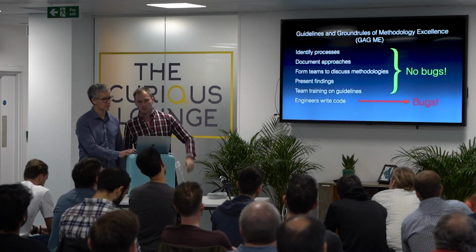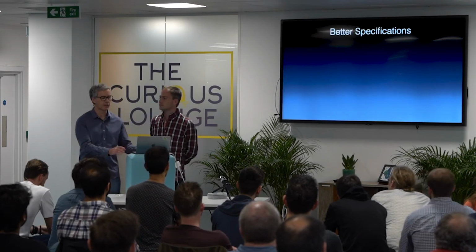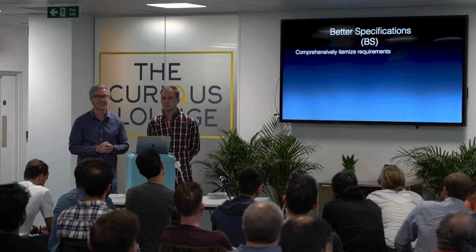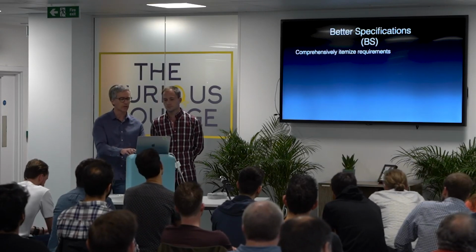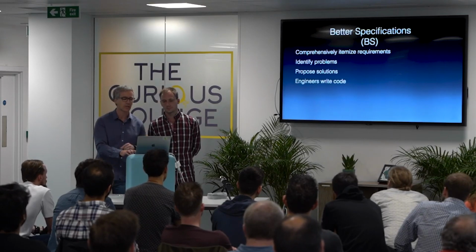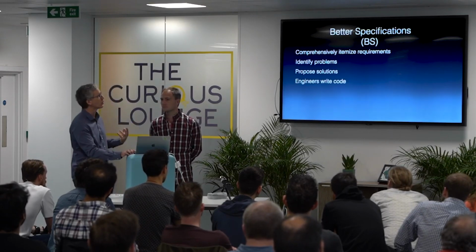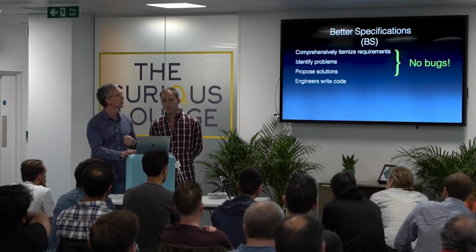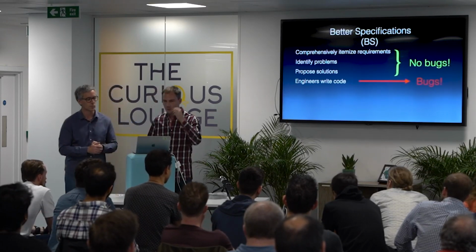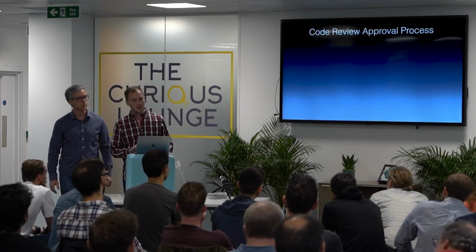So this won't work. But the next one, better specifications, also coincidentally known as BS. You comprehensively itemize the requirements in a product, you identify the problems ahead of time, you propose solutions, and then engineers write the code. And similarly with this one, none of the problems happen with the process, all of the bugs are created in the code. And I think you're starting to see where the problem lies.